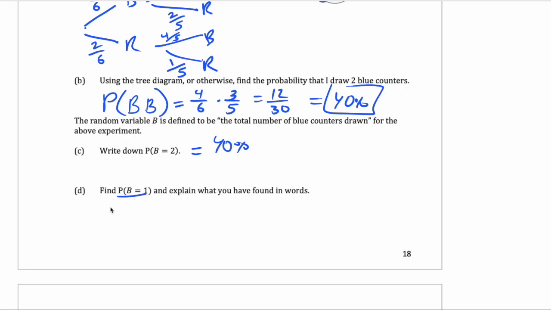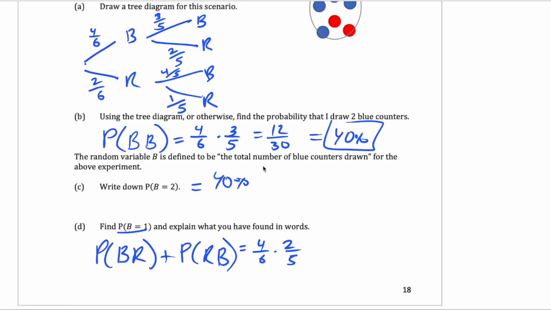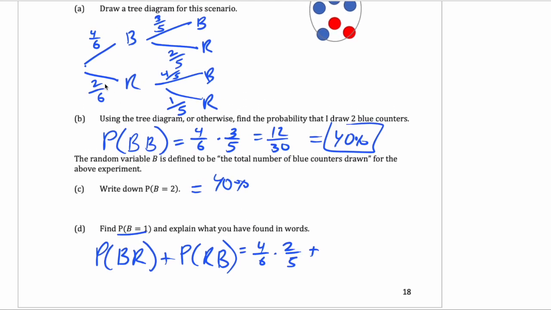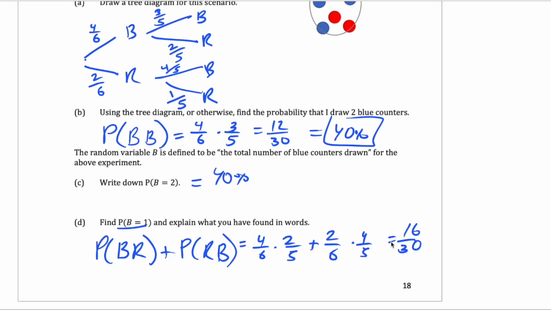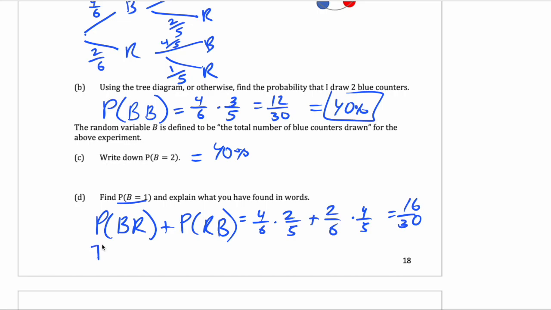So the probability B equals 1. That's going to be the first one's blue, the second one's red, plus the first one's red, the second one's blue. That's exactly 1 blue. So that probability is 4 out of 6 times 2 out of 5. Blue, red, yes, plus this branch here, 2/6 times 4/5. That gives you 16 over 30. That's the probability of exactly 1 blue, or in other words, 1 blue and 1 red.